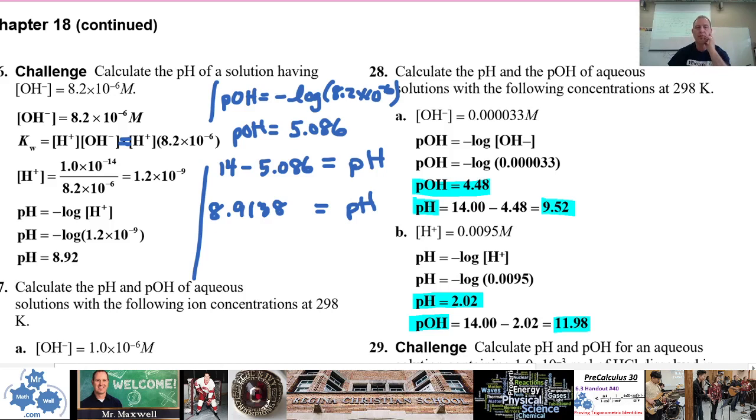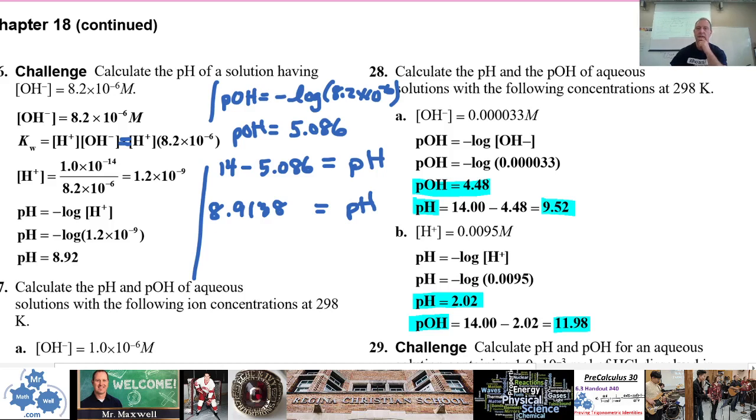First of all, you could find out what the hydrogen ion concentration is. You take the Kw right here and divide it by the OH concentration that you're given, and that gives you a hydrogen ion concentration of 1.2 times 10 to the negative 9. You put that into your negative log, and you should get your pH. That's option 1 for 26.